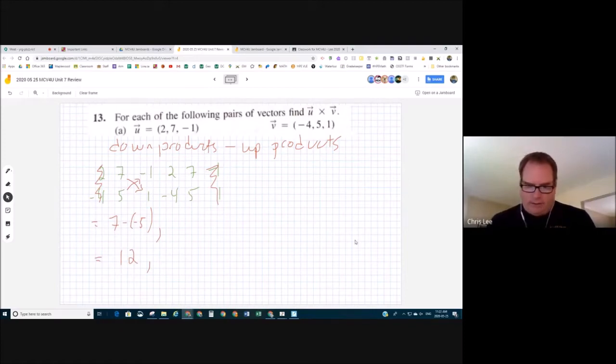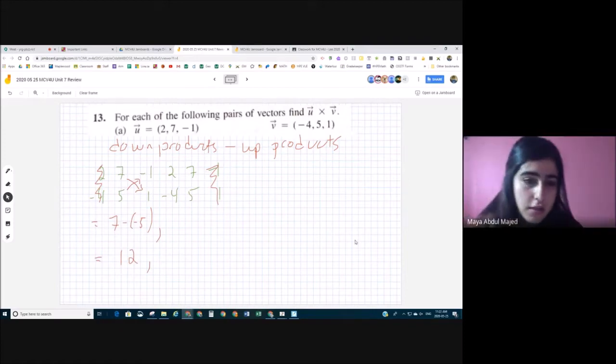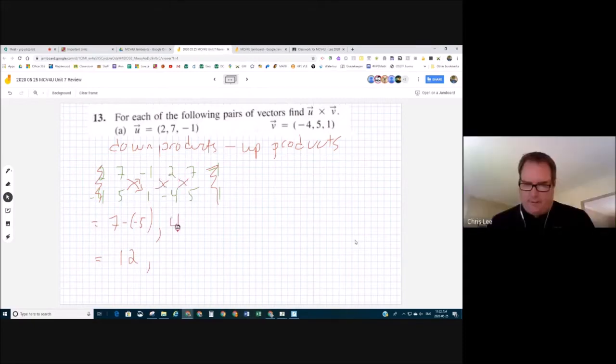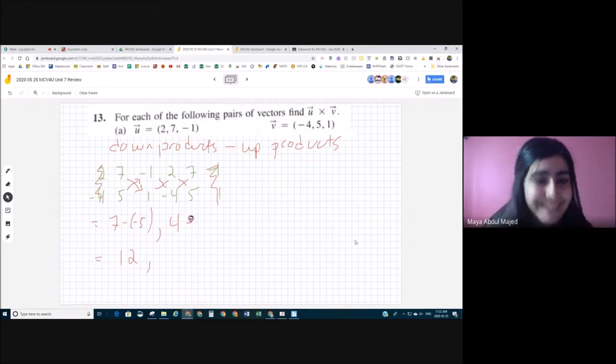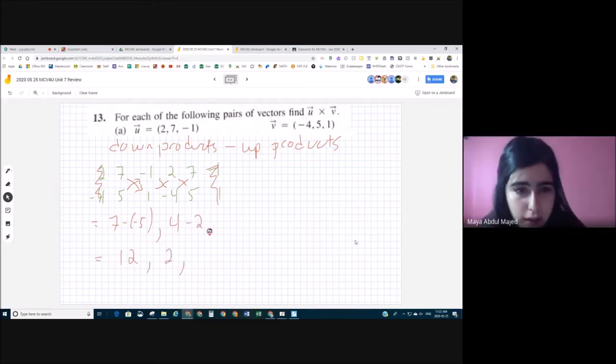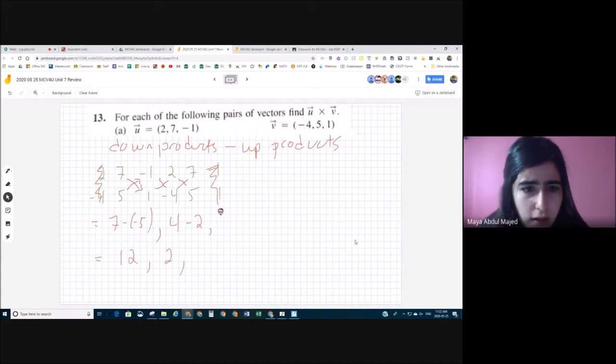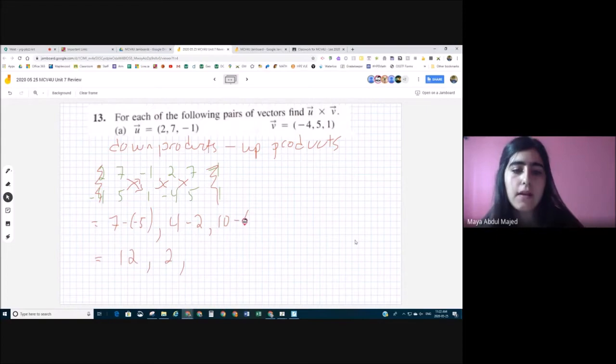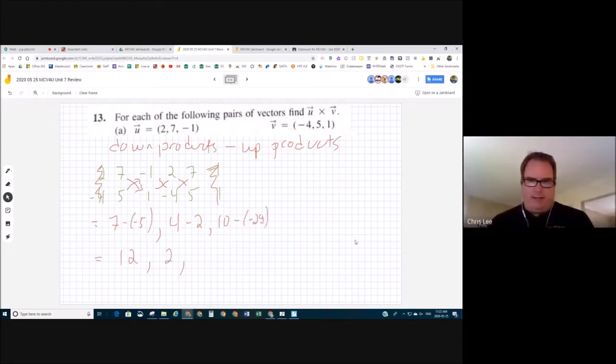Maya, you're doing great. Why don't you keep going? Sure. So +4, sorry, -2. Good, which is going to get us a 2 there. Excellent. Keep going. And then 10 minus 28. Yes, excellent. And even by saying the minus, it reminds you that it's a plus, which is going to be 38.